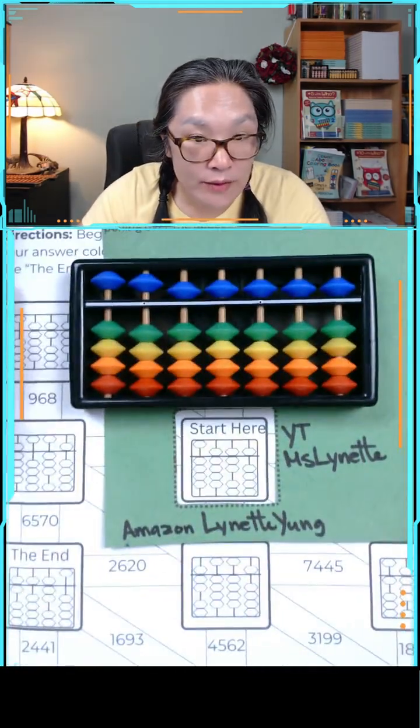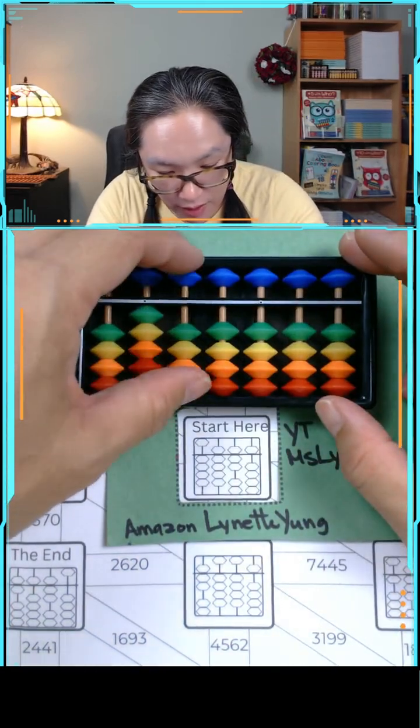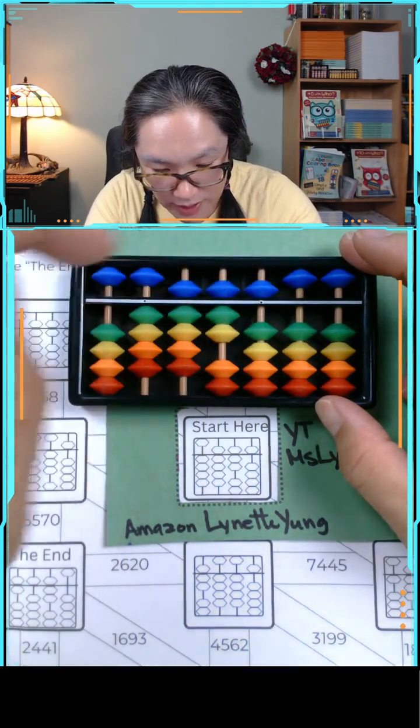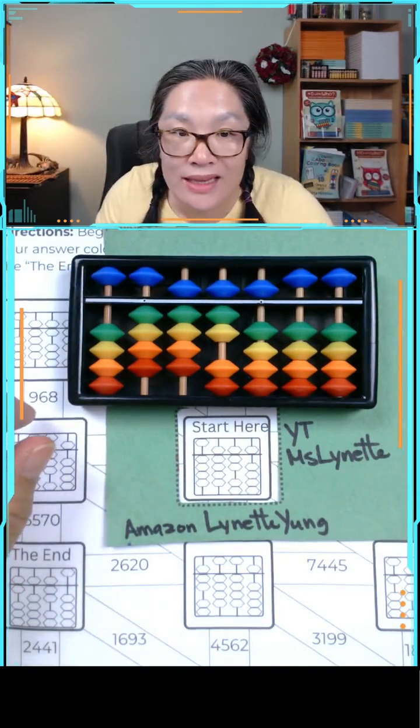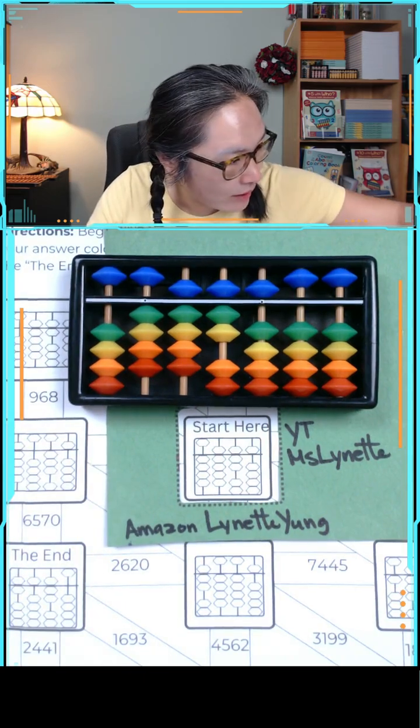So we have our number. What number do you think this is? We have our thousands, our hundreds, our tens, and our ones. What number do you think that is? Is it difficult? It's not difficult. It's just trying to understand where everything is.